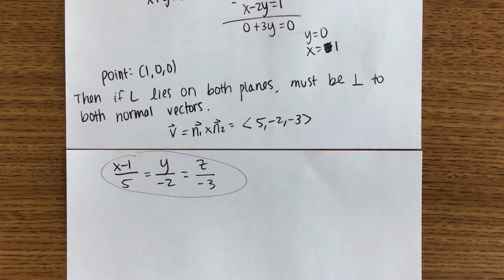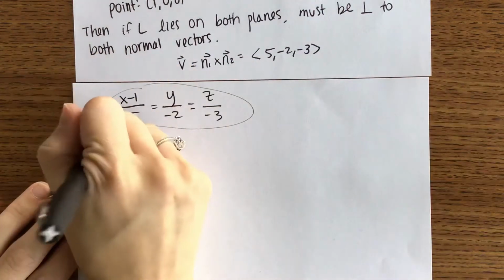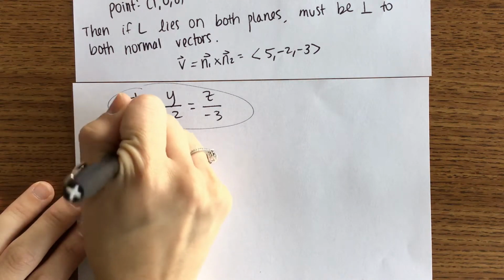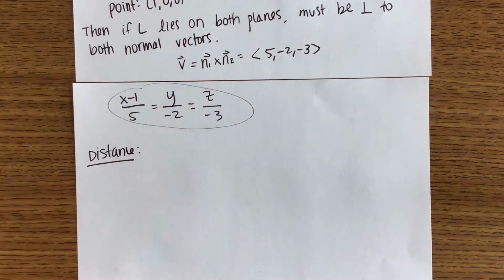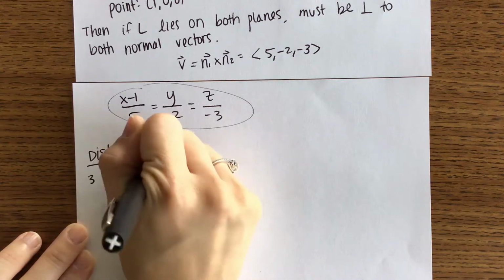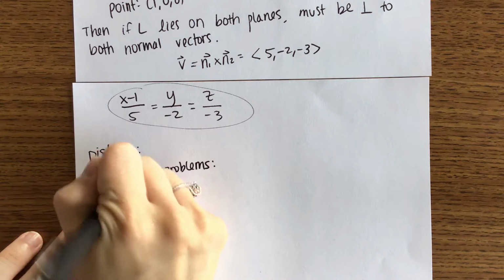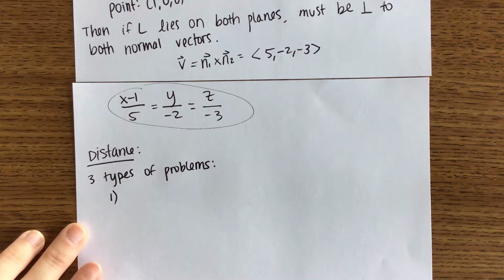Questions on writing equations of planes or lines before we get on to the last type of problem that you're going to do this section? No? Okay. Last thing that we are going to talk about in this section is distance. Distance problems. I'm going to give you a formula for this. There's 3 different types of problems that I could ask you using the same formula. First type of problem that you will be asked is to find the distance between a point and a plane.